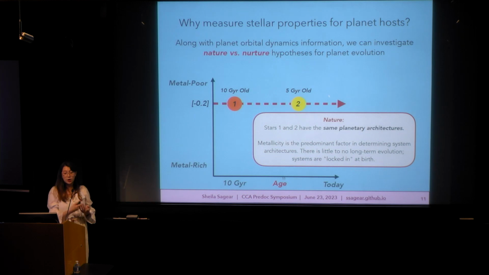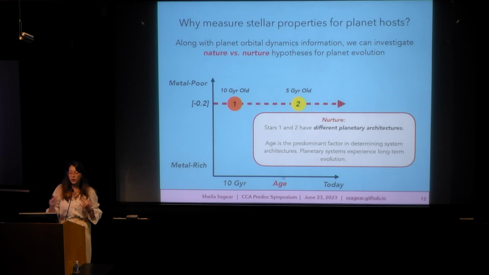If these stars are both planet hosts, and we observe the same planetary architectures around stars 1 and 2, so by this I mean orbital eccentricity, mutual inclinations, just the shape of the orbits around the star. If they have very similar planetary architectures, we might say that, well, metallicity is the predominant factor in determining system architectures. These systems might be locked in at birth, and long-term evolution is not as significant because these stars are different ages, yet they have the same types of planet dynamics.